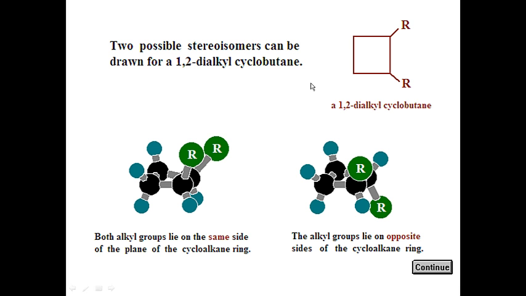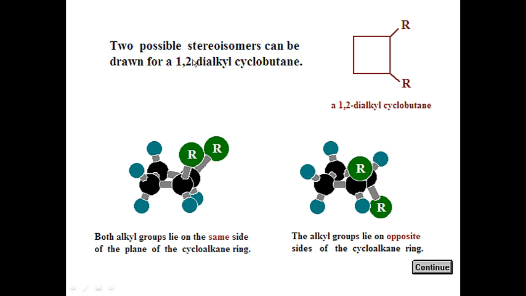Okay, cycloalkanes are kind of unique in the fact that I can now have stereoisomers for cycloalkanes. And so it's possible to draw stereoisomers for 1,2-dialkyl cyclobutanes. So in other words, I've got two alkyl groups at 1,2. Actually, this should say 1,3. Whenever I have a disubstituted ring, I can have stereoisomers.